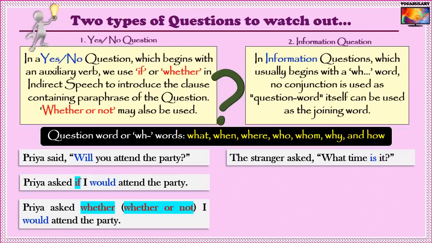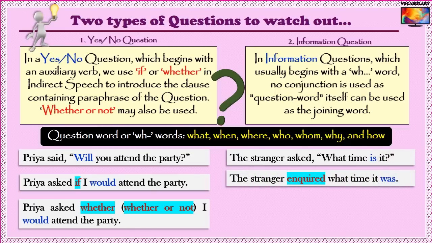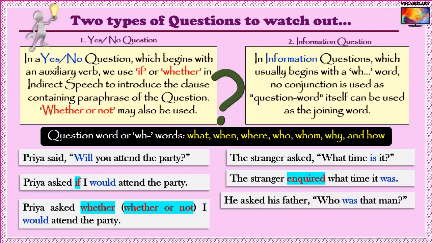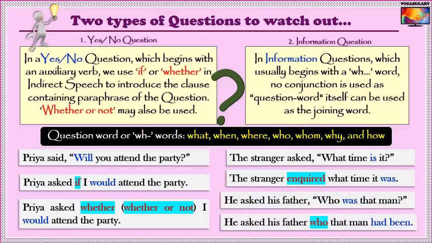Examples are, the stranger asked, "What time is it?" The stranger inquired what time it was. He asked his father, "Who was that man?" He asked his father who that man had been. Well, don't forget the other rules regarding tenses, pronouns and other words. The verb was would change to had been in indirect speech.